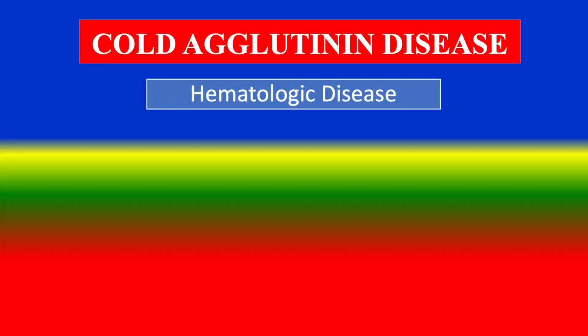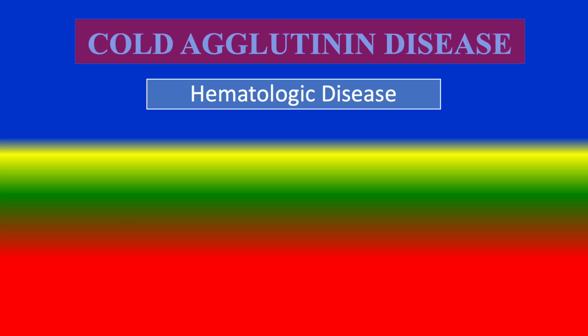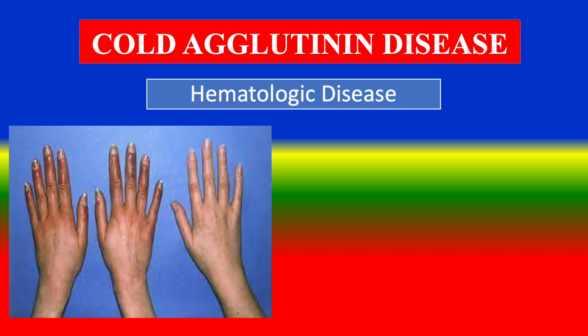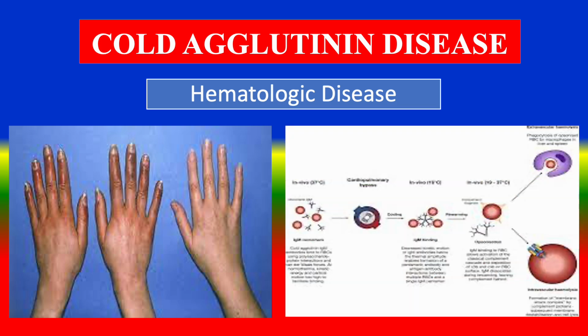Cold agglutinin disease is a hematologic disease. Look at this picture, which shows the signs and symptoms and disease mechanisms in detail.